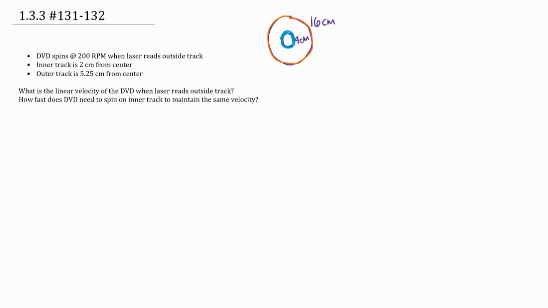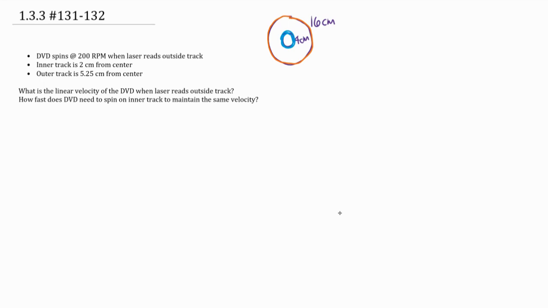So this problem is kind of confusing because it keeps saying, like, how fast is it spinning? When they're saying how fast, they're talking about angular velocity, not linear velocity. So for the linear velocity to stay the same, the disk is going to have to speed up as the laser is going towards the center in order to still read the same amount of information in the same amount of time.